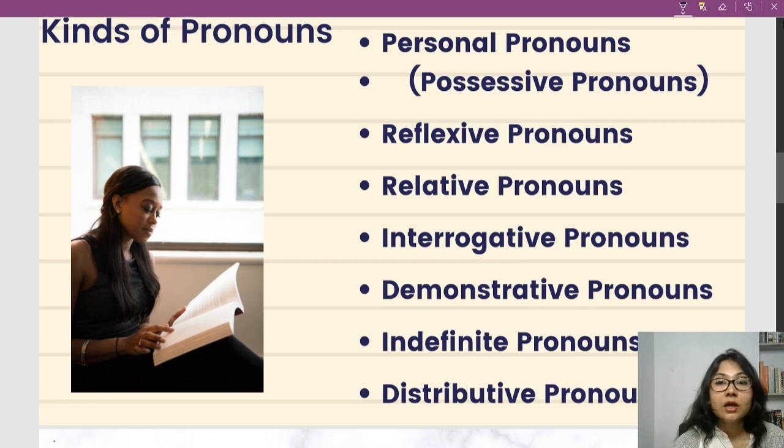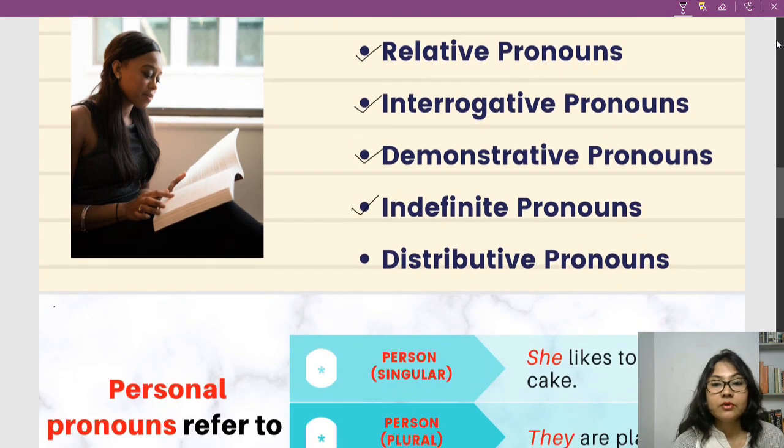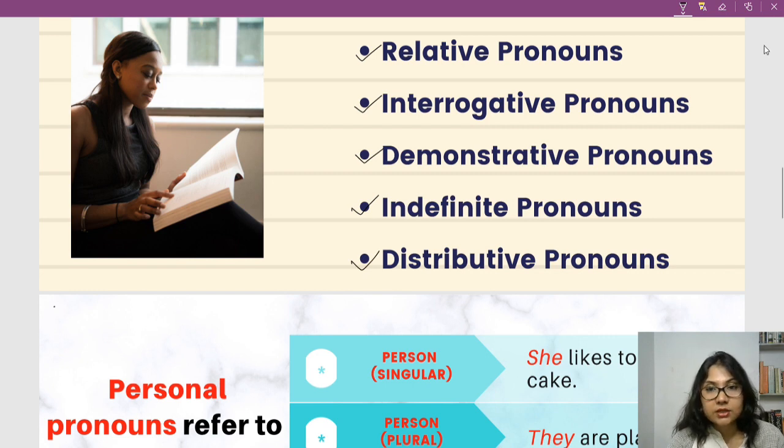So we have personal pronouns, and these personal pronouns have certain possessive forms which show belonging or possession. They are called possessive pronouns. Then we have reflexive pronouns, relative pronouns, interrogative pronouns, demonstrative pronouns, indefinite pronouns, and we have distributive pronouns. Don't worry, we're going to go slow. We're going to discuss each kind in a very relaxed manner.